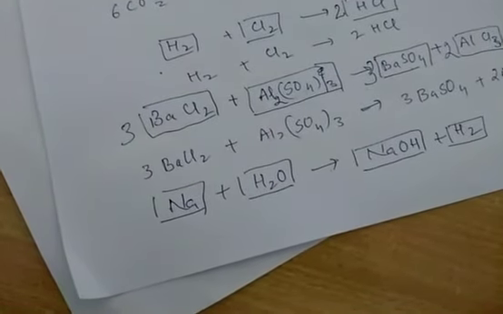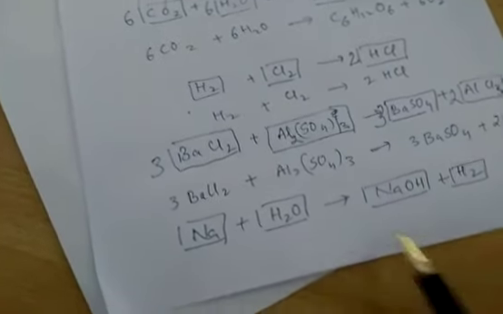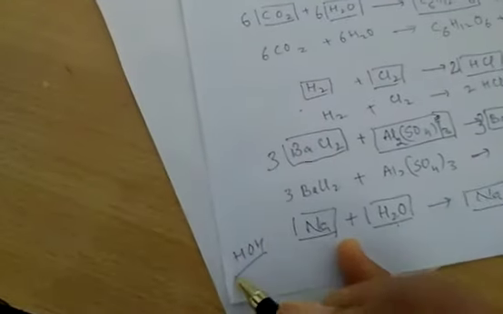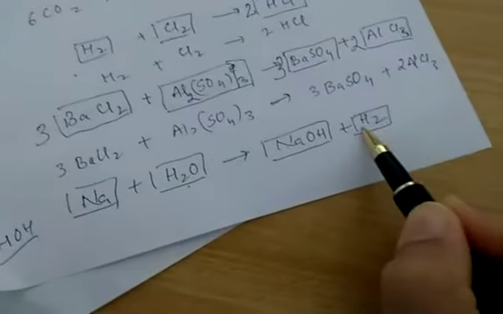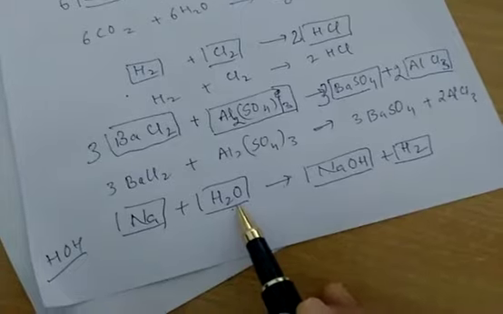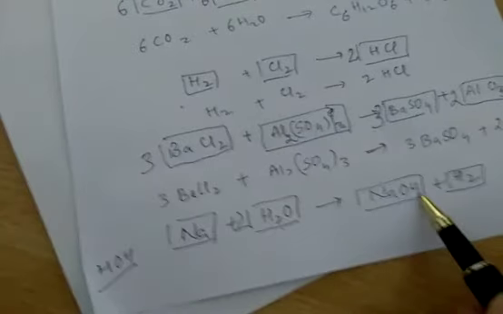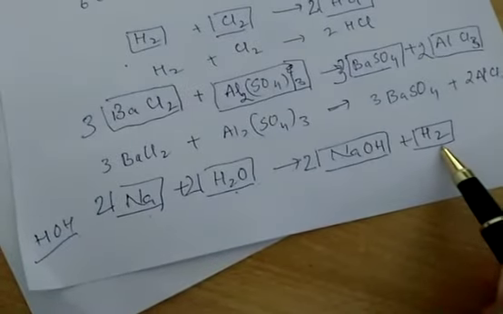On the left side, sodium is 1 on both sides. Hydrogen: now listen very carefully, H2O is basically HOH. So one water can give only one OH and one hydrogen. You want 2 hydrogen, so this water molecule should be 2. Now OH is 2, so this NaOH should be 2. Now 2 Na, so this Na should be 2. Listen again: Na plus H2O, NaOH plus H2. This is your skeletal equation.